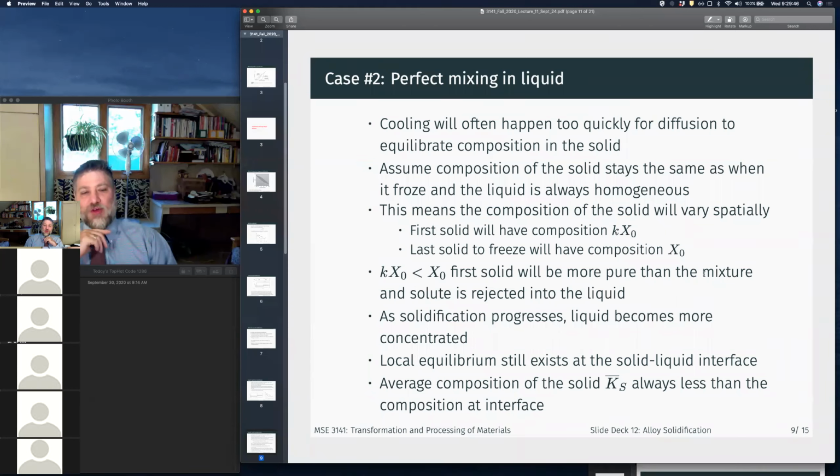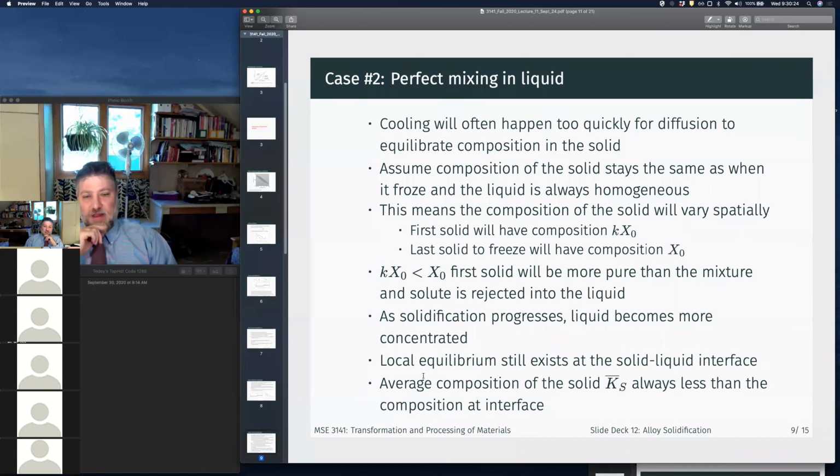Right? So the first solid will always be more pure than the mixture as solute is rejected into the liquid, right? And as our solidification progresses, the liquid becomes more and more concentrated. What we have to remember is that at the interface, we still have local equilibrium, right? The interface composition and temperature still have to be related to each other, right?